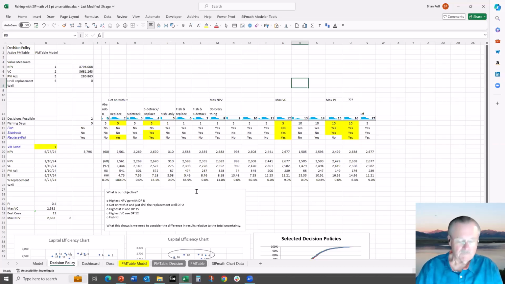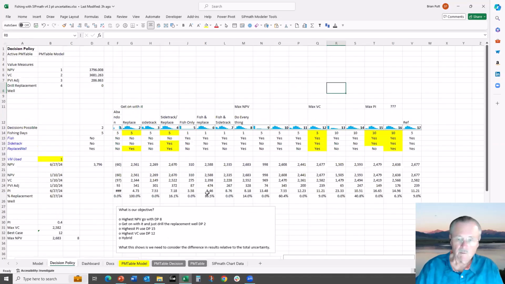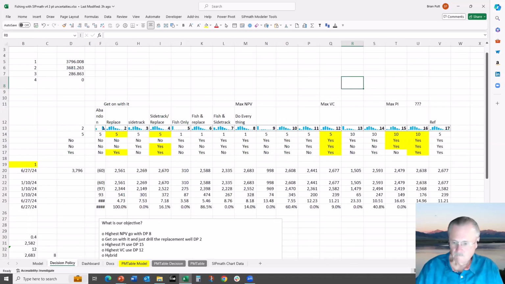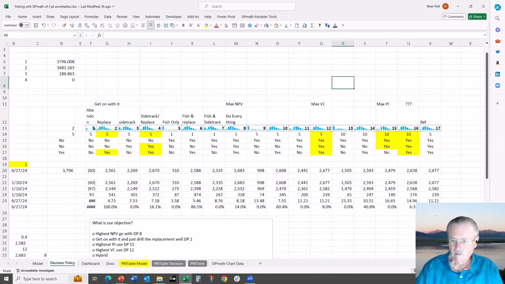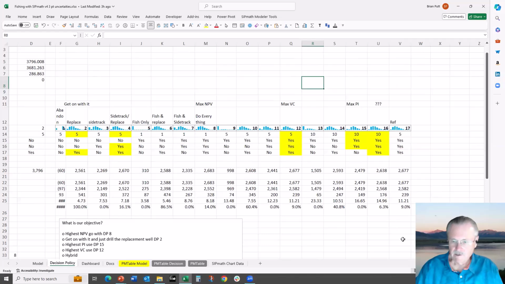Let me blow this up a little bit. We need to make decisions on the number of days to fish. So there's 1 day of fishing, 5 days, or 10 days of fishing. We can fish or not fish. We can sidetrack, and we can replace the well, yes or no. And so this represents all the different combinations here. And then we have a reference case.